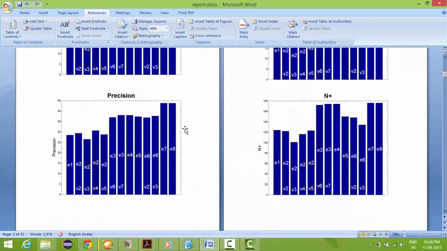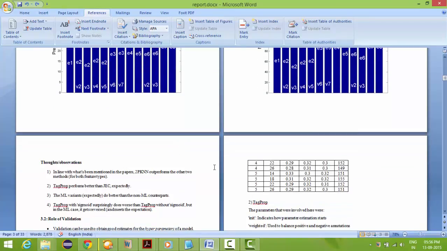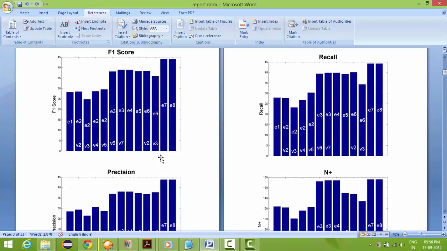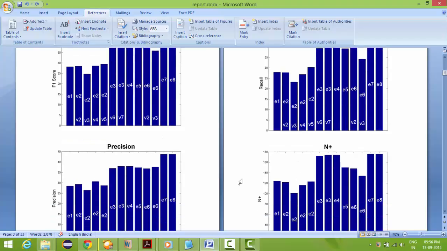Here are the observations. In line with what's been mentioned in the papers, 2PKNN outperforms the other two methods for both feature types. So E3V6, E3V7, and E7 correspond to 2PKNN here. Clearly, they outperform the other methods and their variants in terms of precision, recall, F1 score, and N+.